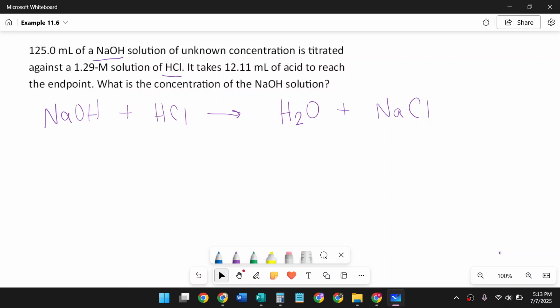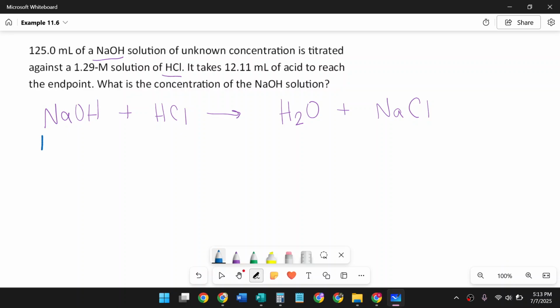And then we can just check and make sure we have the right number of everything. Na, 1 on the left, 1 on the right. O, 1 on the left, 1 on the right. Hydrogen, skip and come back to. Chlorine, 1 on the left, 1 on the right. And then hydrogen, we have 1, 2 on the left, and 2 on the right. So this is balanced. Let's start labeling what we know.